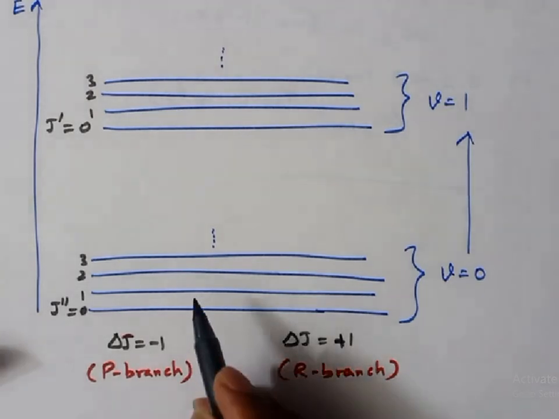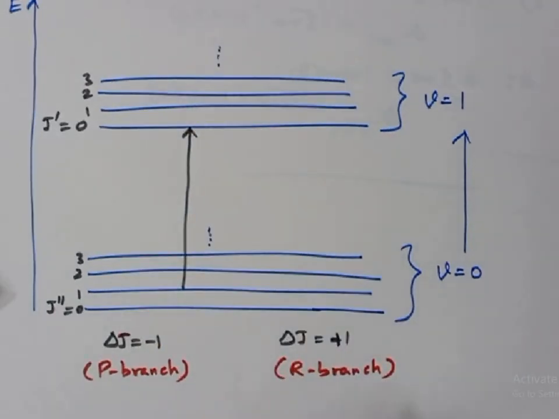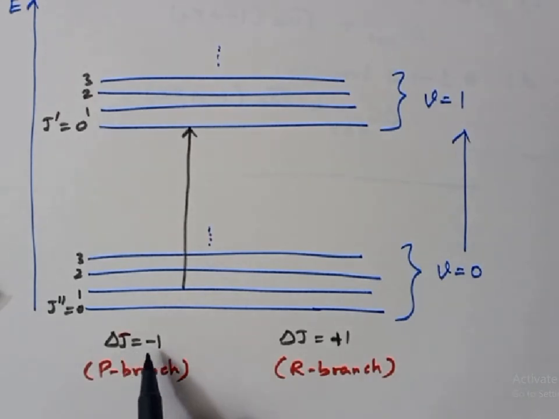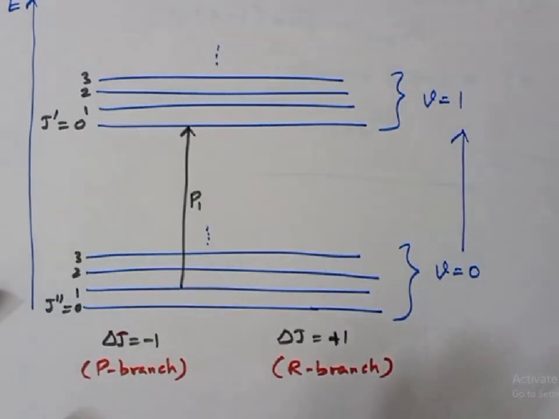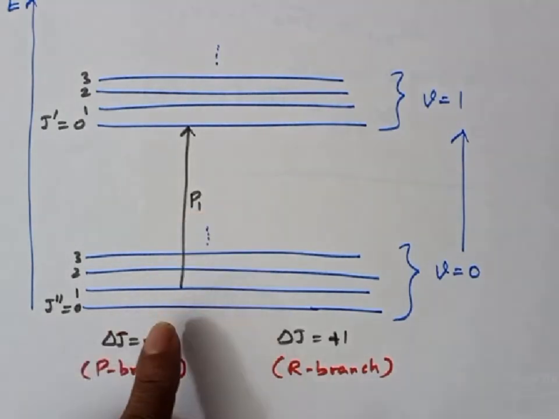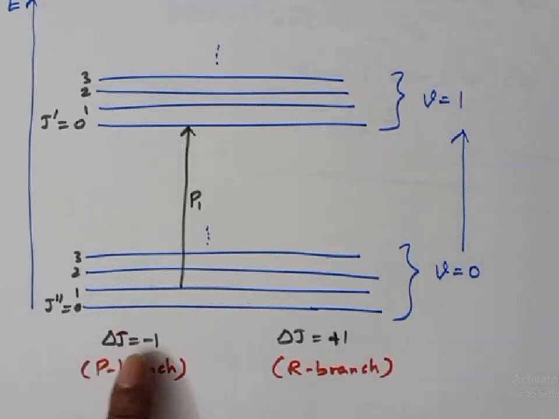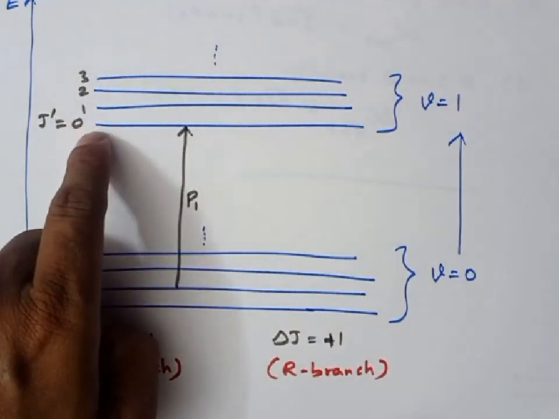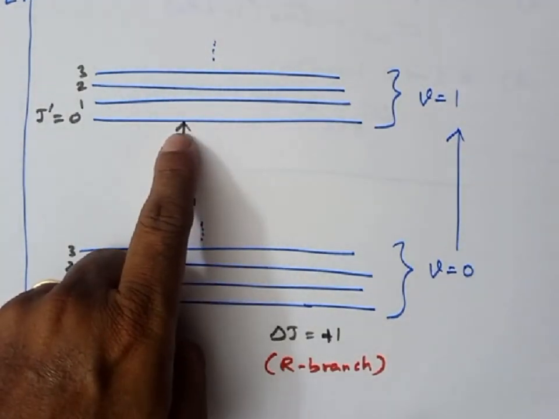Am I right? Now listen, students, I'll just draw a line here. Try to tell me what is the delta J for this. Final state is 0, initial state is 1. 0 minus 1? Minus 1. So you'll get delta J minus 1, correct? So this line, 1 to 0, is the first P branch line. I'll represent that as P1. Students, this is very important. The first P branch line never starts from J double prime 0. Keep that in mind, because the selection rule will never allow that. The selection rule is delta J minus 1. To get delta J minus 1, the initial rotational state number should be higher and the final rotational state number should be lower. Therefore the first line starts from J double prime 1 to J single prime 0. Is this clear, students? Any doubt?